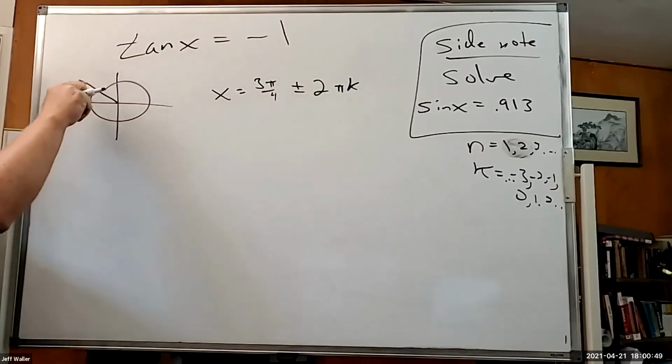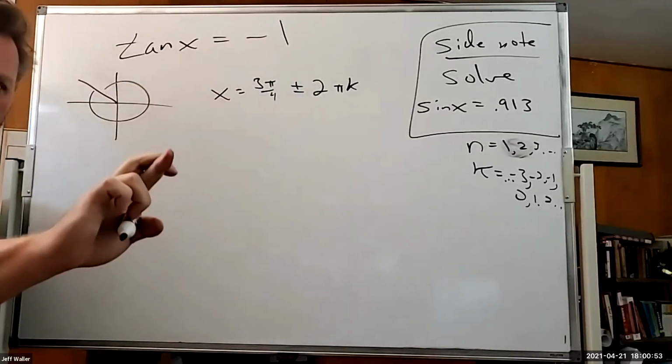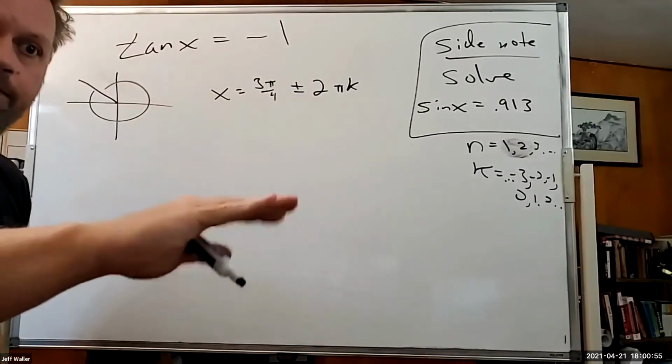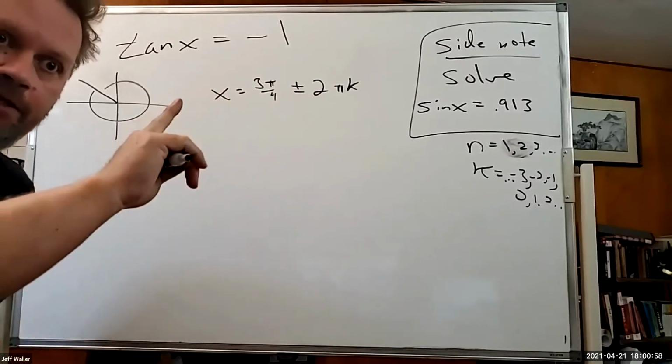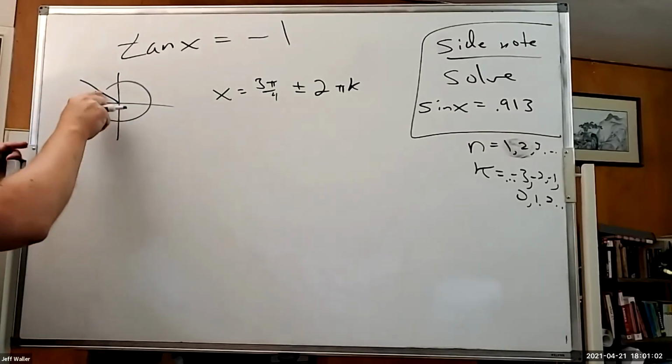So it's got to be where sine and cosine are different signs, of course, so that it comes out negative. Is that cool? And of course, it's got to be a 45-degree angle because that's where sine and cosine are equal, and that's why tangent would be 1. Okay, I like it. So it's got to be this guy and it's got to be this guy.